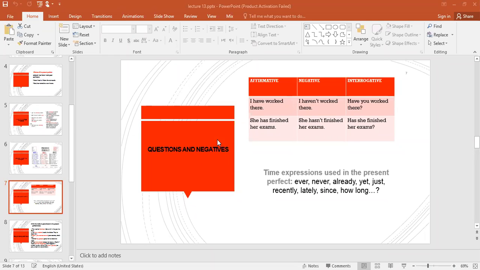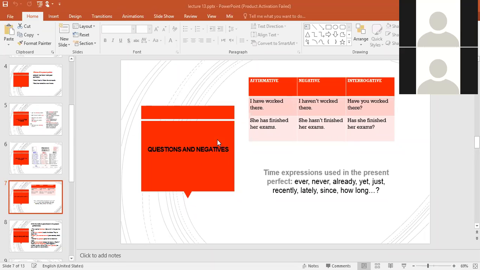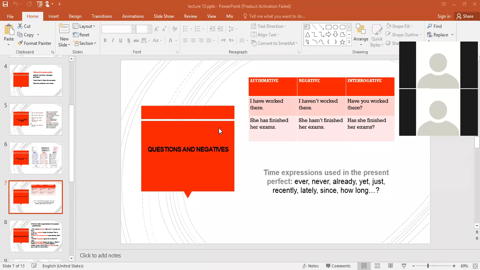Karim, may you please read the affirmative form of the first sentence? I have worked there. The negative form: I haven't worked there. So what is the change in the sentence? The change here is that we only added not to have. Now read the last one, the interrogative sentence. Have you worked there?